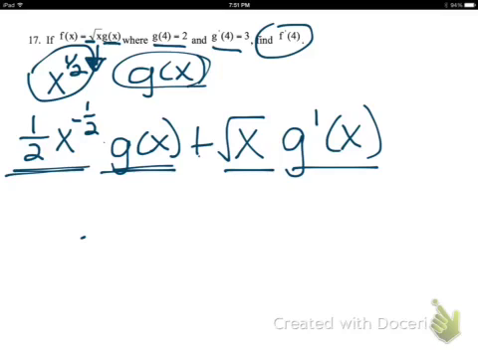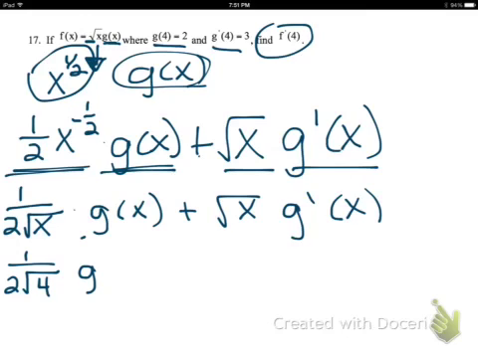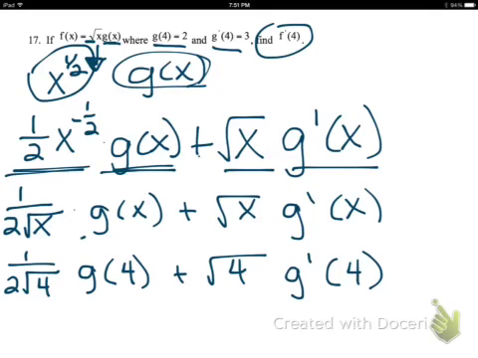Now this problem wants me to find f prime of 4, so I'm just going to plug 4 in. I'd have 1 over 2 root x times g of x, I just simplified that, plus root x times g prime of x, and now plug 4 in. So I'd have 1 over 2 root 4 times g of 4 plus the square root of 4 times g prime of 4. This first gives me 1/4. g of 4, they tell me in the problem, is what? 2.